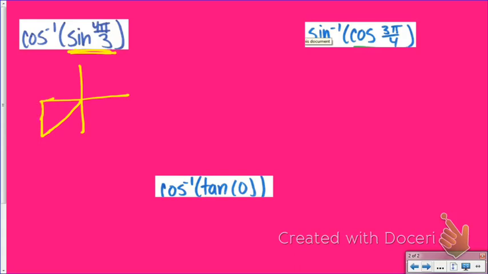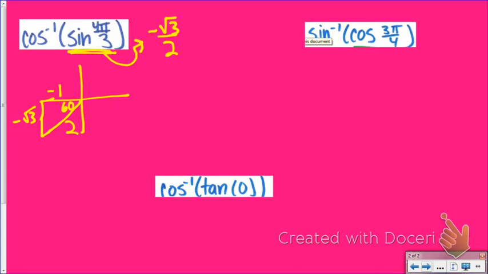If it's 4π/3, the reference angle is π/3, and π/3 is 60 degrees. So I drew my triangle. I'm going to find this value the same way I've done exact values all year. So the sine is opposite over hypotenuse. So what that means is the answer to my question, the sine of 4π/3, is -√3/2.